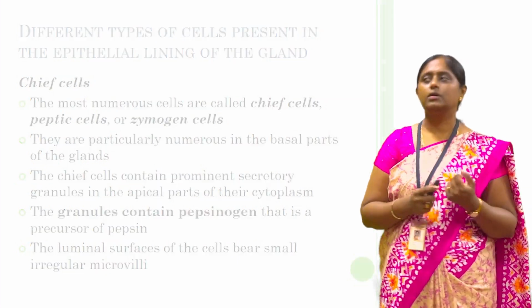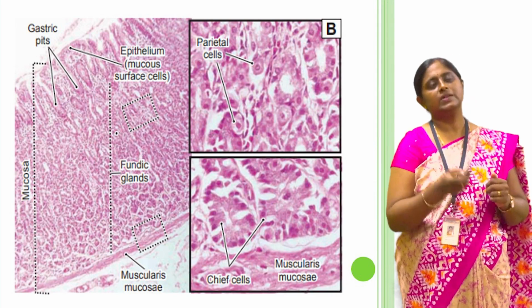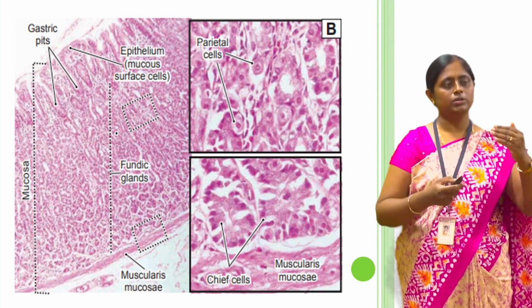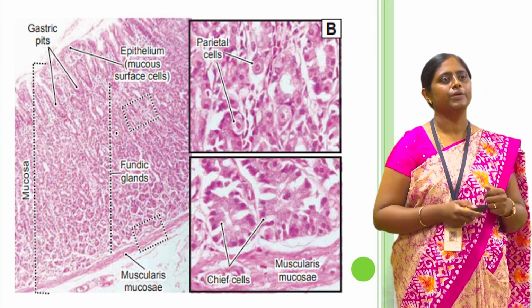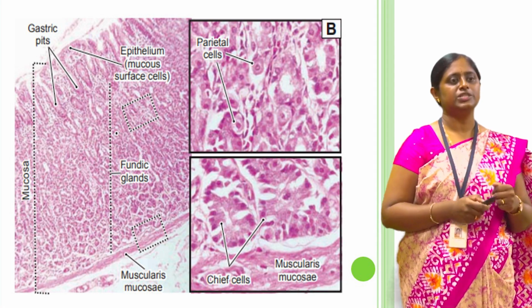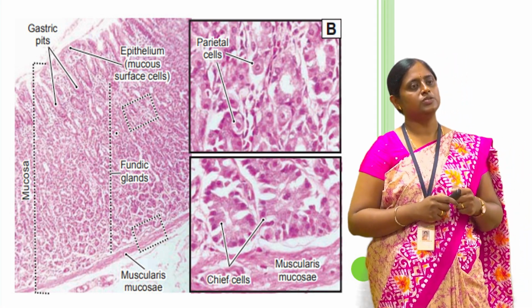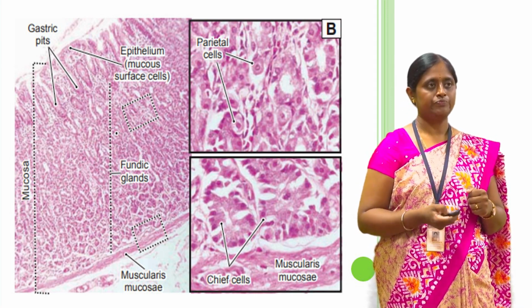Here we can clearly observe the presence of the chief cells as well as the parietal cells. Near the gastric pits, we can easily identify the presence of the parietal cells as well as the chief cells. The chief cells are mainly present near the muscularis mucosae and the parietal cells near the gastric pits.